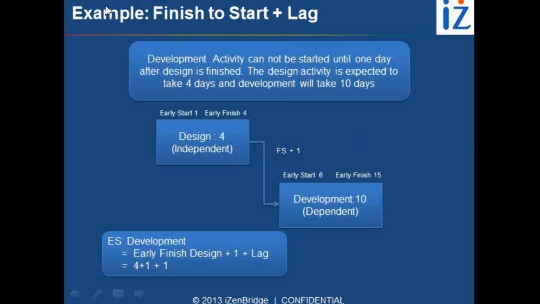If we look at the language, development activity cannot be started until one day after design is finished. So it means I cannot start. The rule is applied on starting till the time somebody is finishing. So the rule is FS, but there is another language: until one day after finishing. It means I need to wait for one day after finishing of design. So it becomes like FS plus 1.